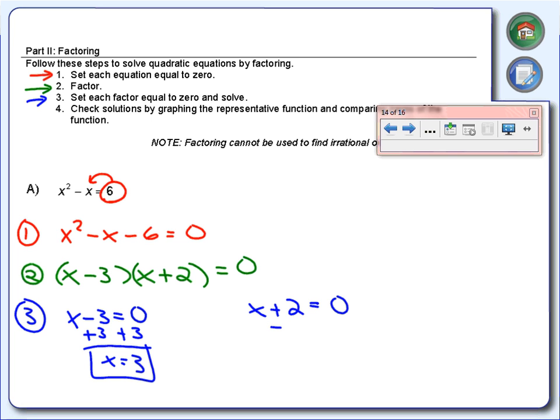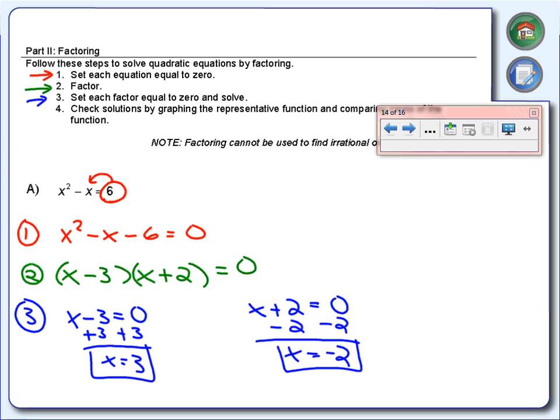Come over here. Let's subtract 2. So 0 minus 2 is a negative 2. So we end up with 3 and negative 2. These are my solutions.